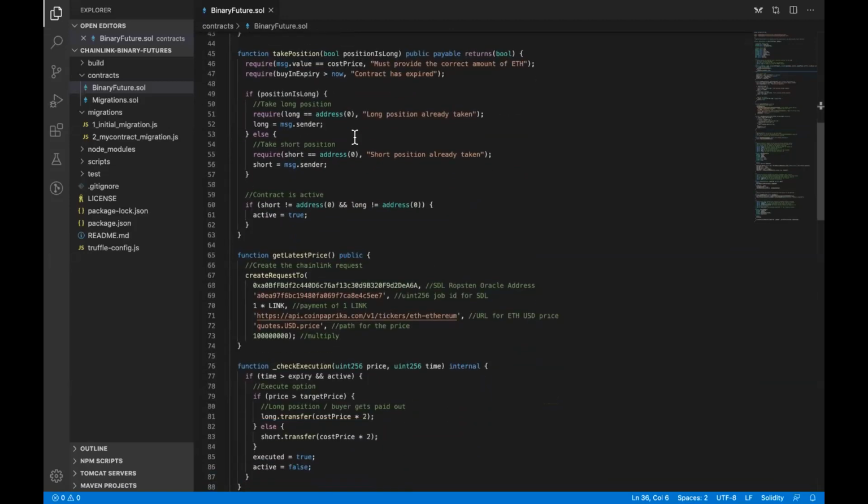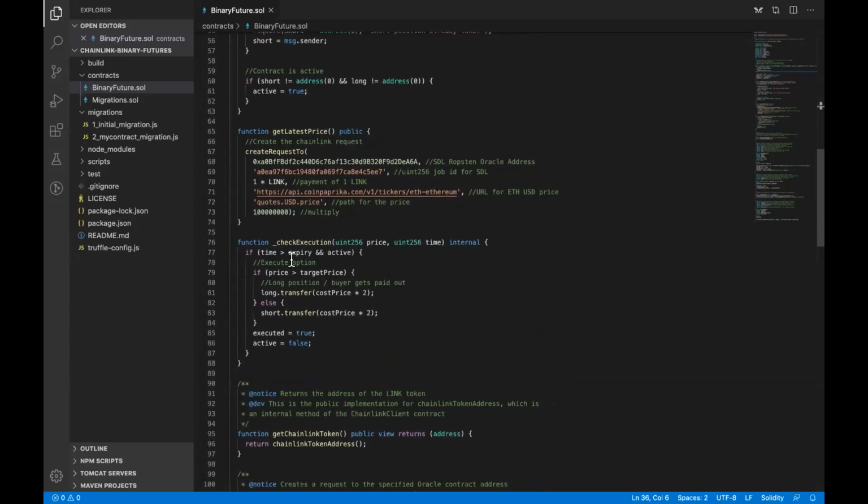The only other major thing we need to add then is the execution of this contract. So this check execution function is essentially, when given a price and given a certain point in time, how are we going to act? In this case, if the price is above the target price, going back to the example before, if the price of gold is above 1500 USD, the long position is getting paid out because they were essentially hedging that it would be above that price. Otherwise, the short position is getting paid out. And so, yeah, that's the basic functionality for the very simple futures contract.